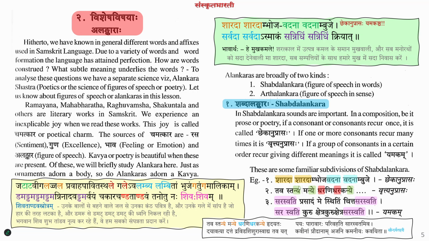So we don't consider the varying swara as any disturbance for the equivalence. So Nyam, Nye, Nye, they are all considered repetitions as far as Chekanuprasa is concerned. So there is one Vrutyanuprasa, Nya, and one Chekanuprasa in this line, Dhara Dhara. So, Tavastanyam manye dharani dhara kanye, like that.